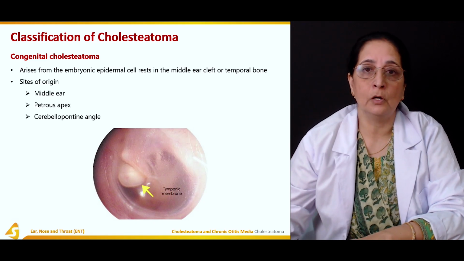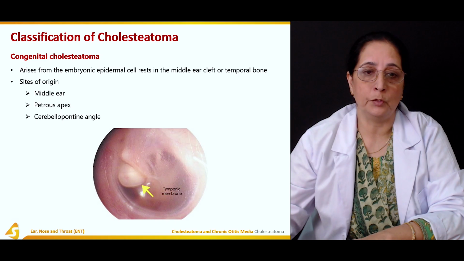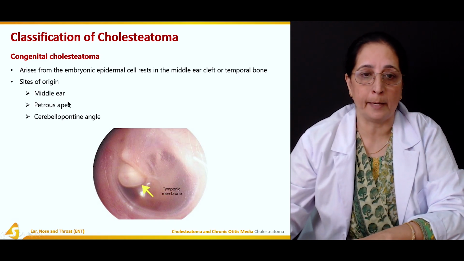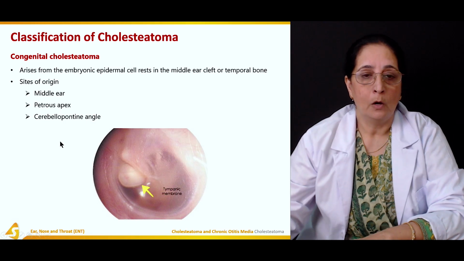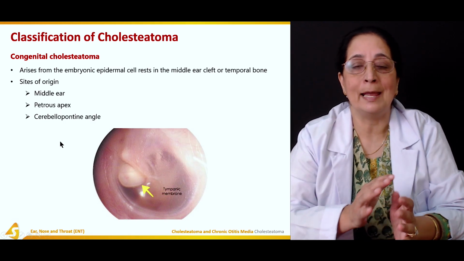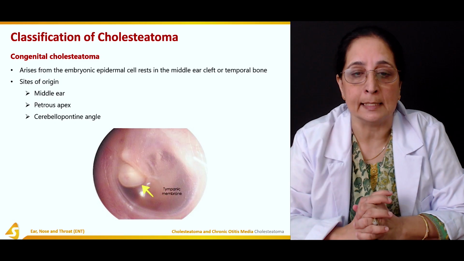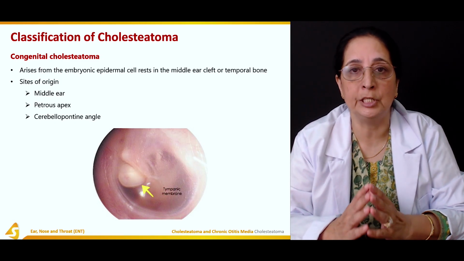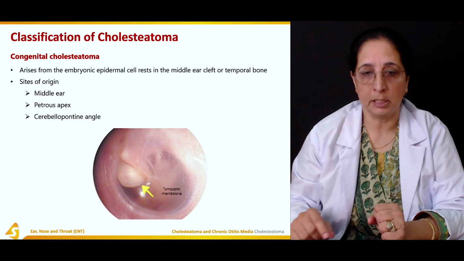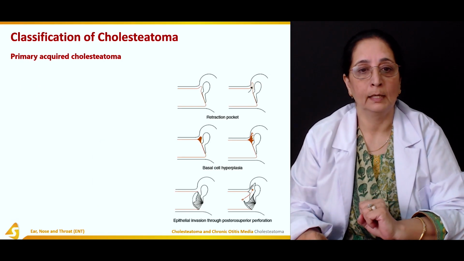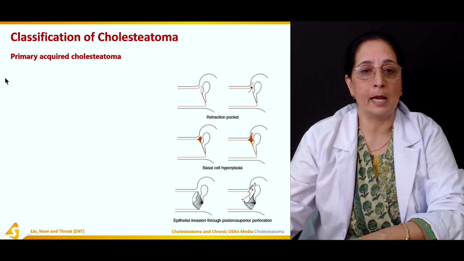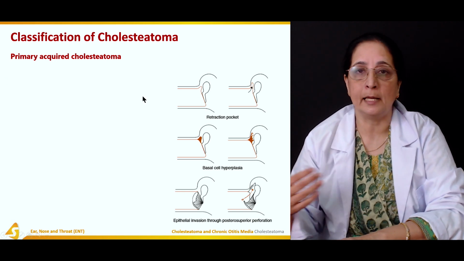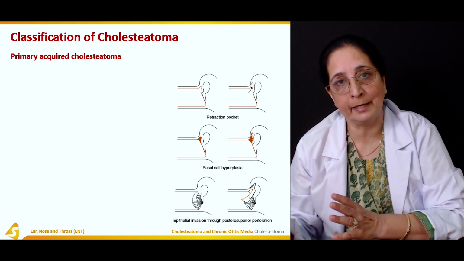Sites of origin of congenital cholesteatoma: it can be from the middle ear, from the petrous apex or petrous bone, or it can be from the cerebellopontine angle. So these are the different sites of origin of congenital cholesteatoma. Then the other is primary acquired cholesteatoma. Primary acquired, then we will talk about secondary acquired.